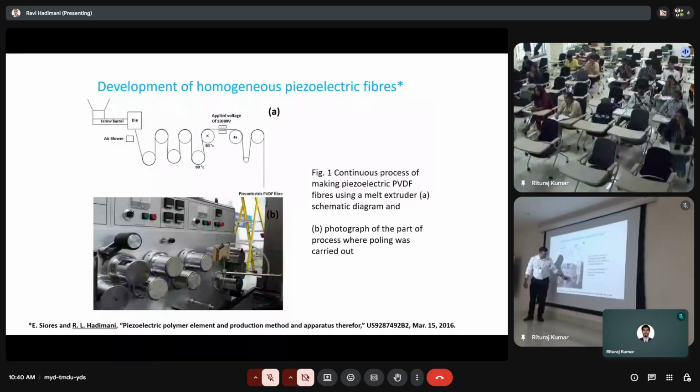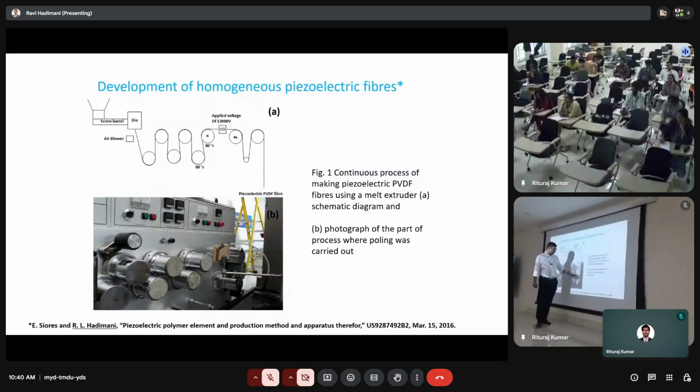And these two rolls are maintained so that this one is 4 times faster than this one. So the speed of this roll is 4 times faster than this. That means it's stretching by 4 times, or the stretch ratio is four times whatever you get here. So the speed is 4 times, so you get 4 times stretching, and this whole process is called poling. And that's how you make piezoelectric polymer.